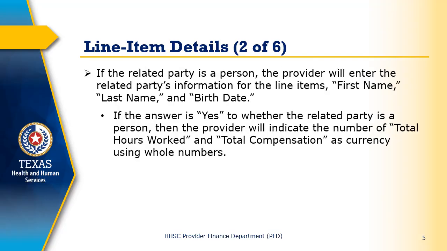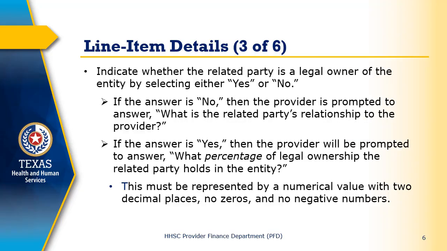If the related party is a person, the provider will enter the related party's information for the line items: first name, last name, and birth date. If the answer is yes to whether the related party is a person, then the provider will also indicate the number of total hours worked and total compensation as currency using whole numbers.